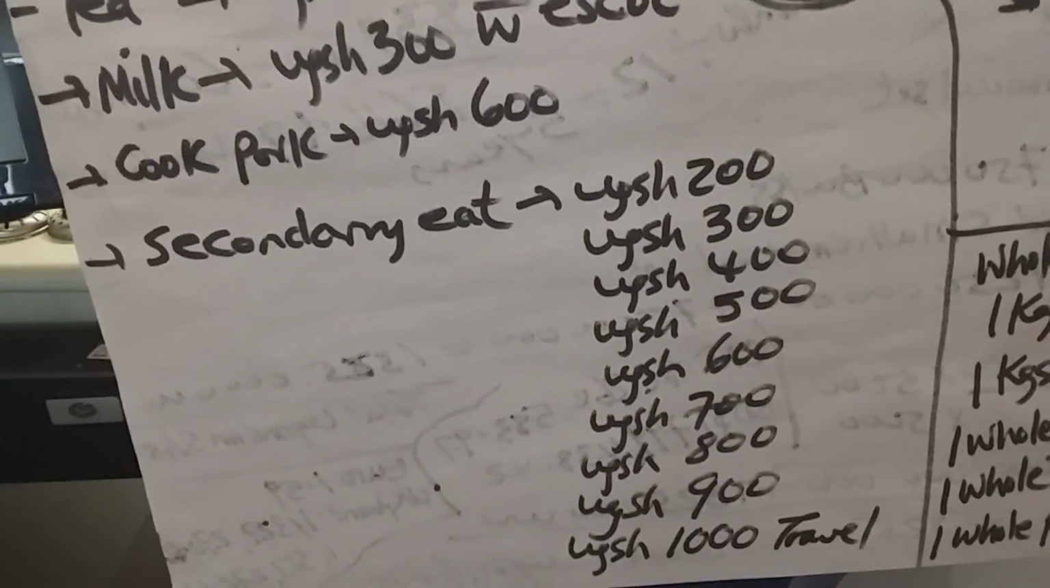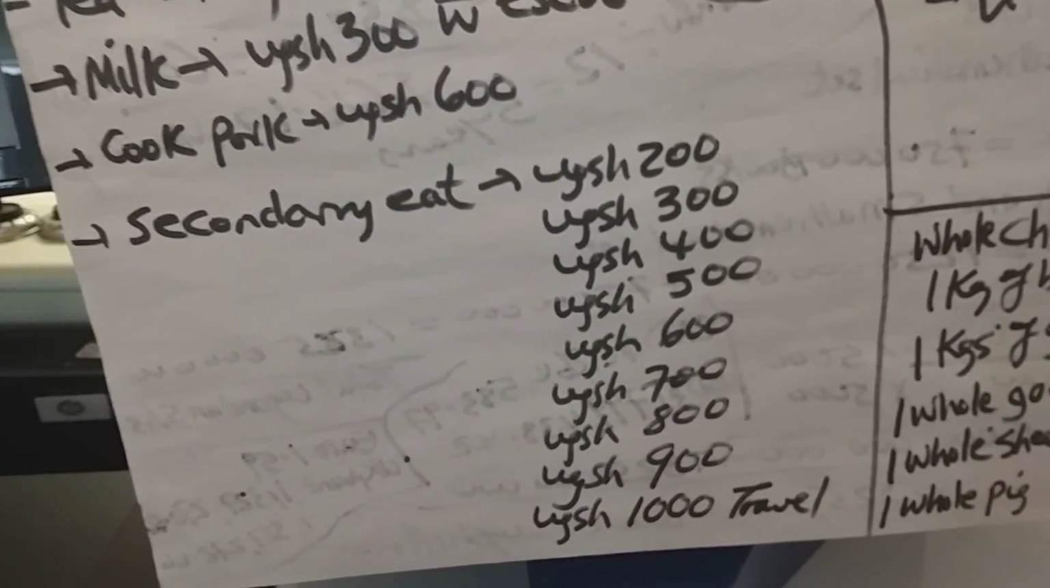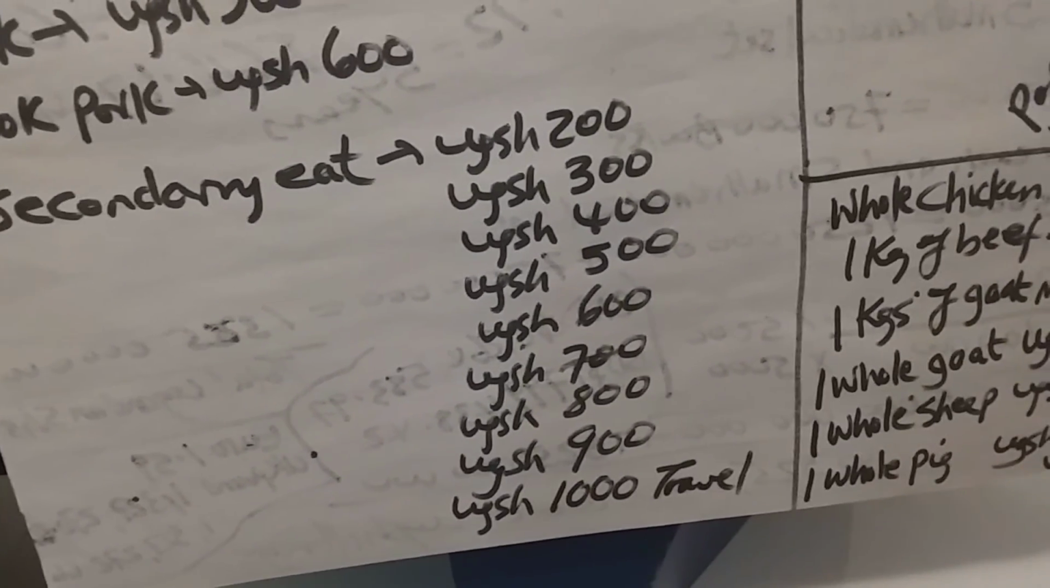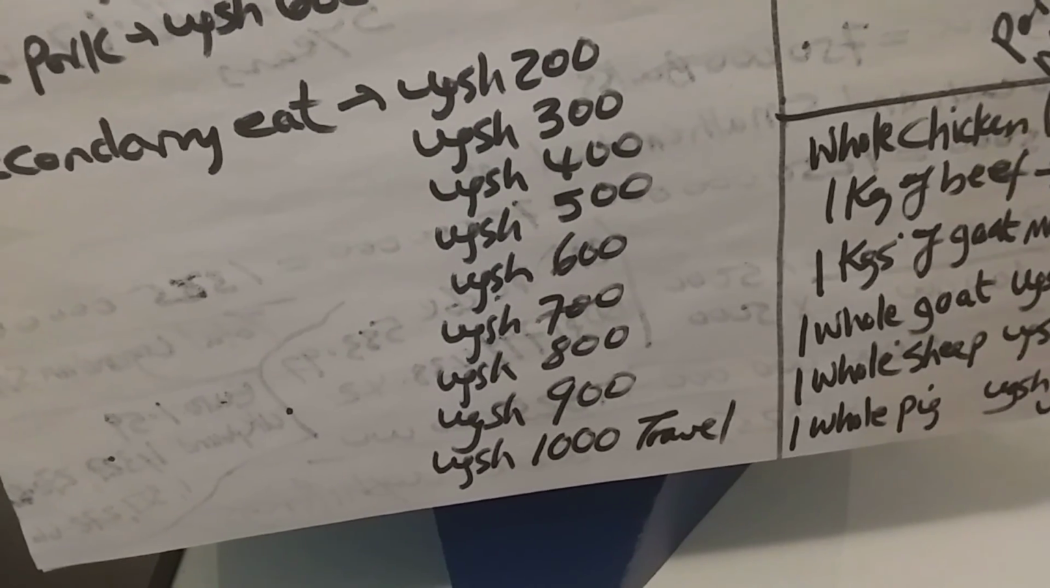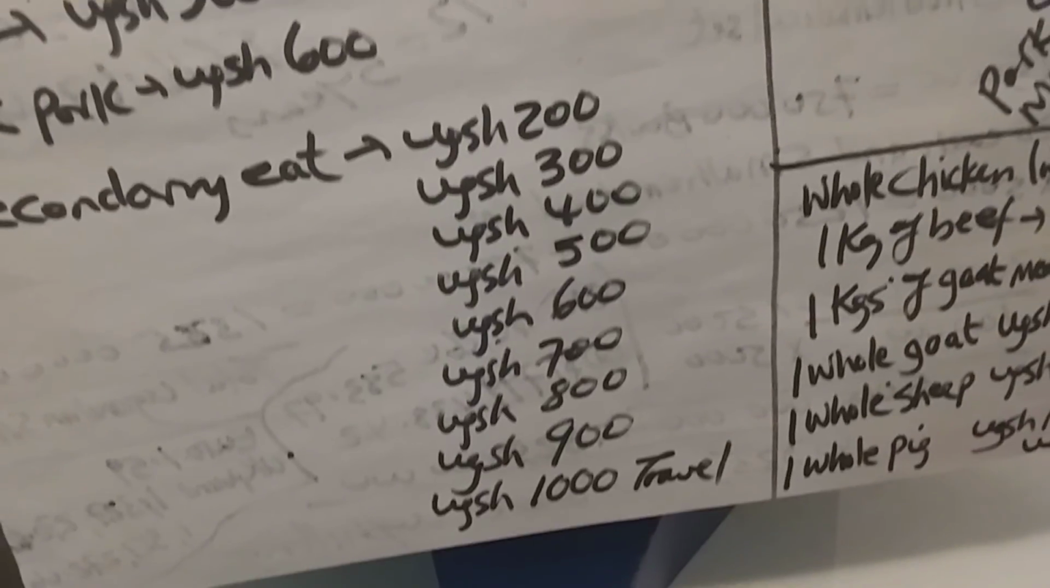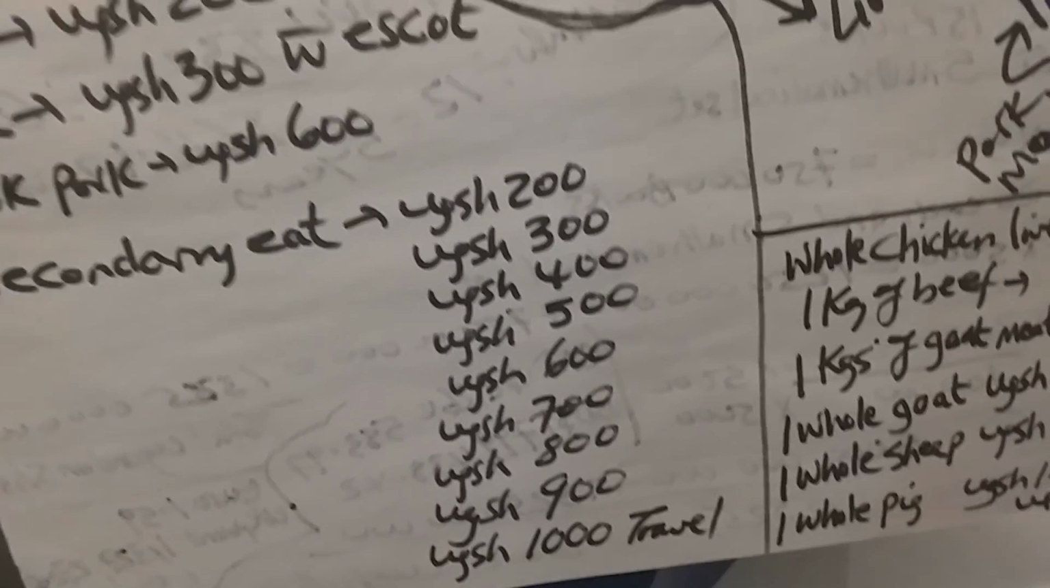Secondary eats, okay, if there's a secondary eats, they are a little bit classical, okay, starting from 200, 300, 400, 500, 600, 700, 800, 900, 1000. If you are traveling, 1000 if you are traveling.